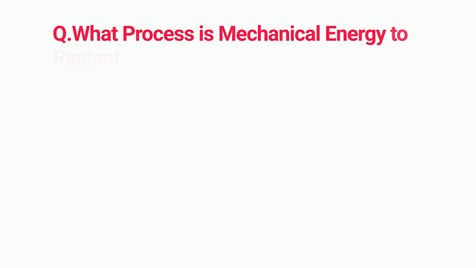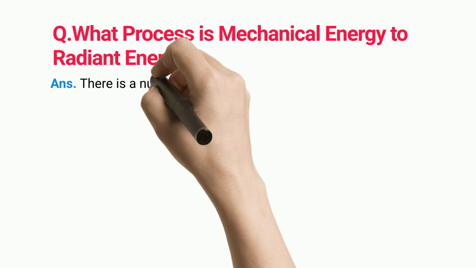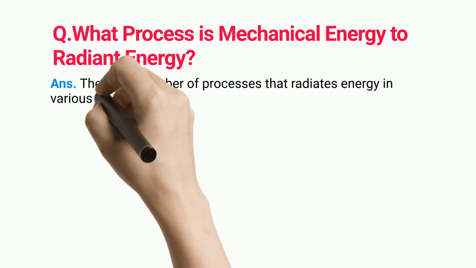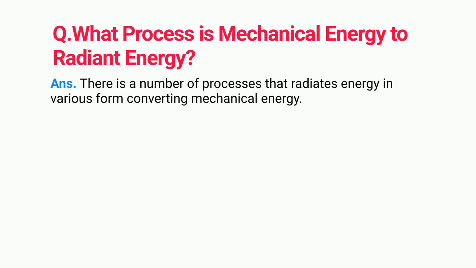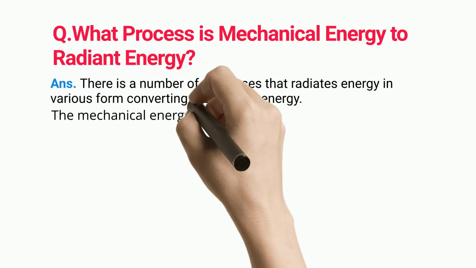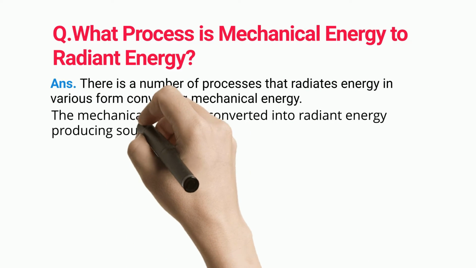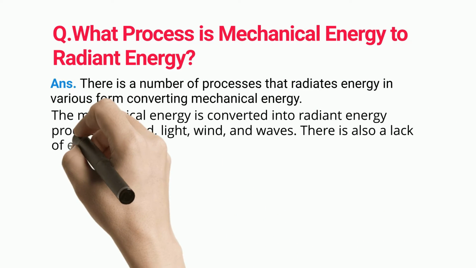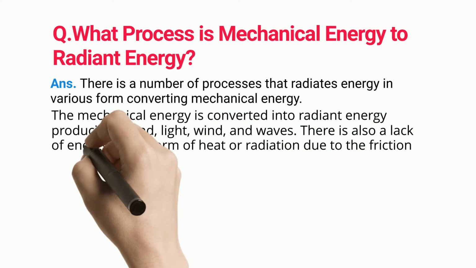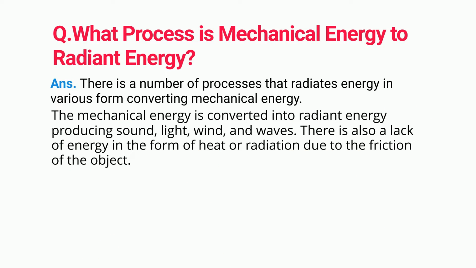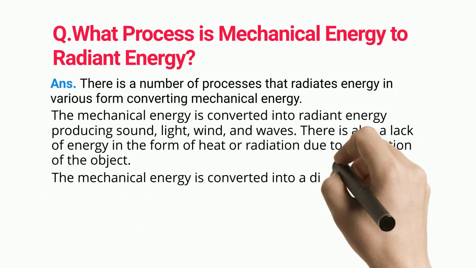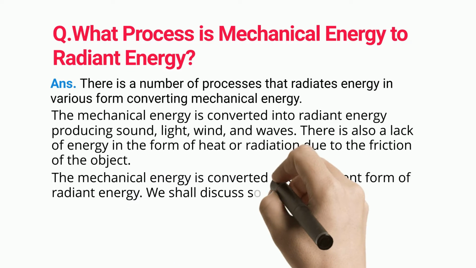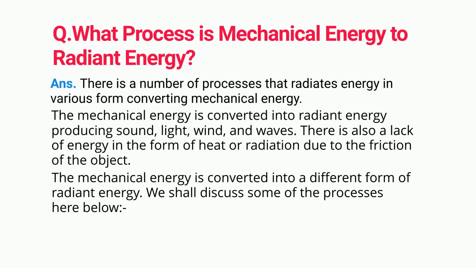What processes convert mechanical energy to radiant energy? There are a number of processes that radiate energy in various forms, converting mechanical energy. The mechanical energy is converted into radiant energy producing sound, light, wind, and waves. There is also a loss of energy in the form of heat or radiation due to the friction of the object. The mechanical energy is converted into a different form of radiant energy. We shall discuss some of the processes below.